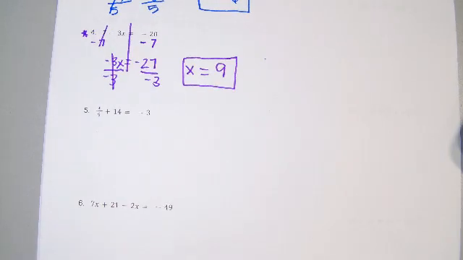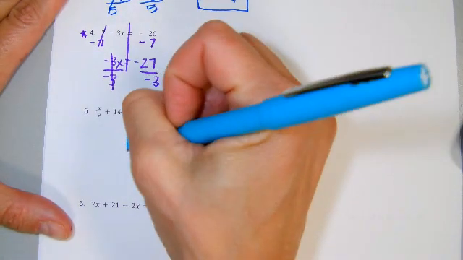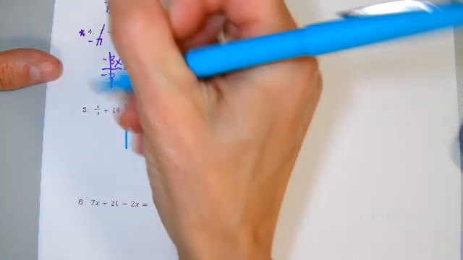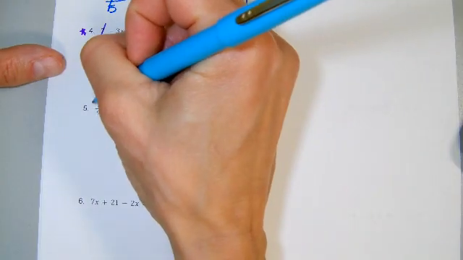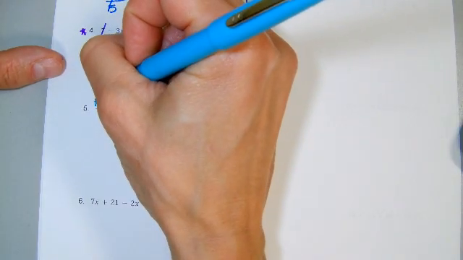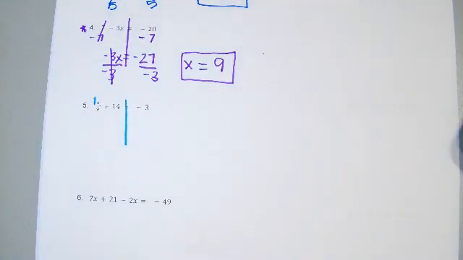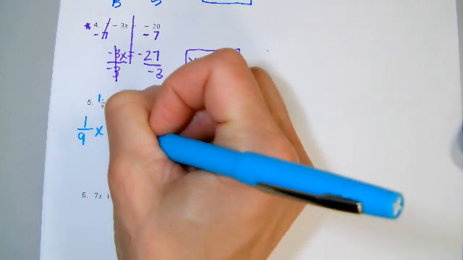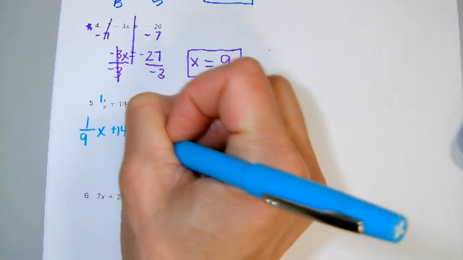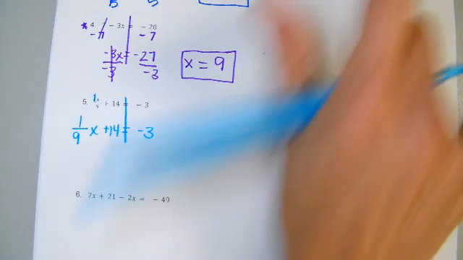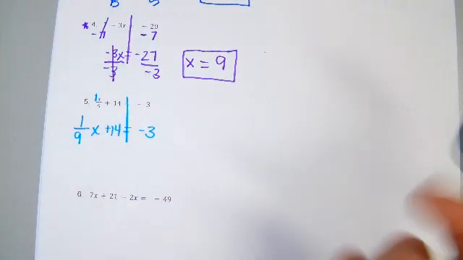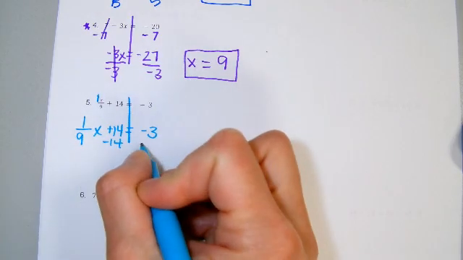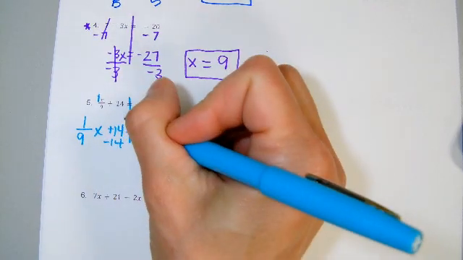We're going to start the same. So let's look. We have 1, 2, 3 terms and only one variable. Okay, remember in front of a variable without anything, there's a 1. So we put a 1 there. So this is really 1 over 9x plus 14 equal negative 3. Okay, let's start undoing. So we start by undoing the add or subtract. So I'm going to undo that plus 14 by subtracting 14 from both sides.